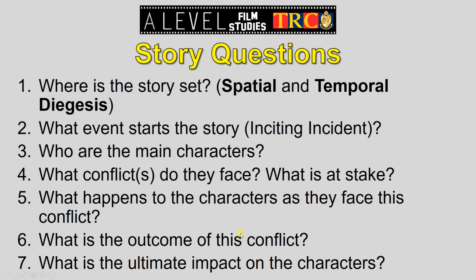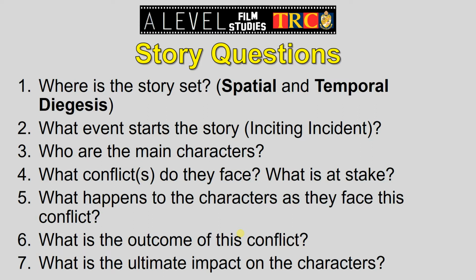So we've got certain questions we've got to ask ourselves, like, where is the story set? Now, the world which you create in your film is called diegesis. It has to be a convincing, believable world. It is a spatial diegesis and a temporal diegesis. Spatial obviously means place, space, where. So where is our film set? Temporal means time, so when is it set?